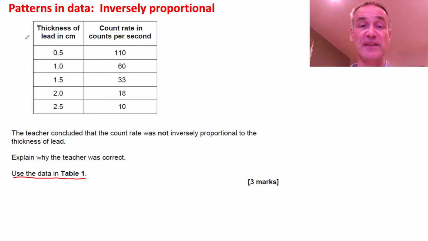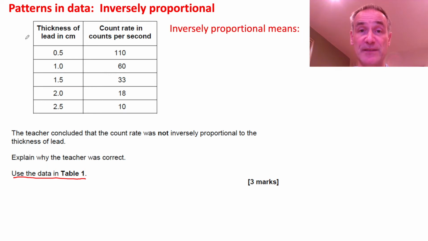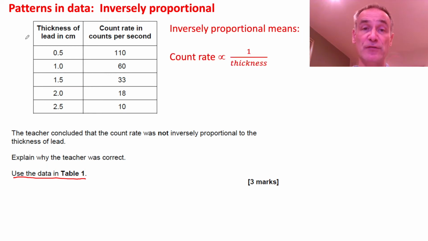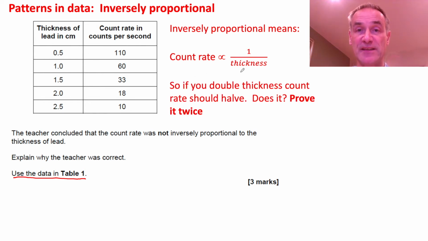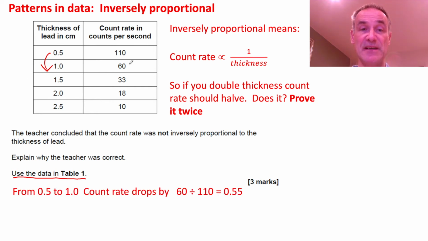Now you've got to make sure you understand what inversely proportional means. So inversely proportional looks like this, which means if you double the thickness, the count rate will halve. So we've got to prove this, and it's best to prove it twice. So what I'm going to do is double the thickness. I'm going to start from 0.5 to 1.